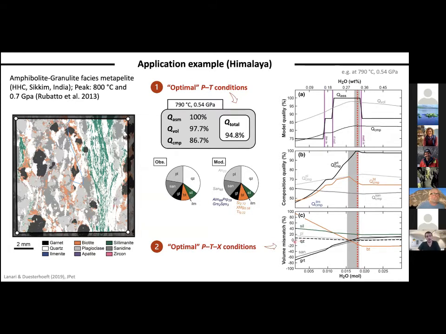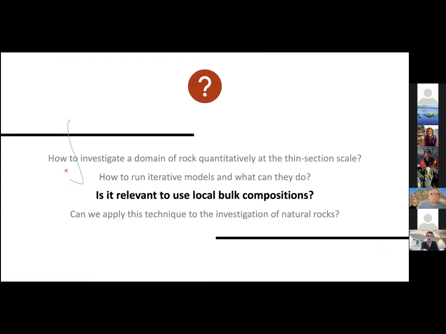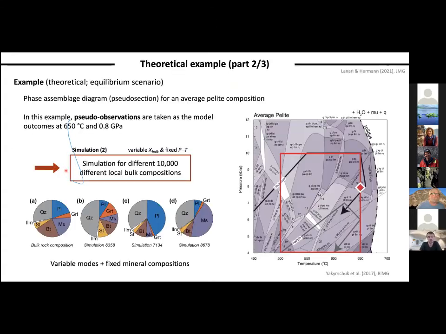So it's a nice example, and it seems to work pretty well, but there is one thing that I did in this example: I selected this domain arbitrarily. So I said, okay, let's focus the analysis on this spatial region in my rock, this area of interest. One could wonder if it is really relevant to use a local bulk composition when we want to do this kind of investigation. So to demonstrate that it is relevant, I'm coming back to this theoretical example.